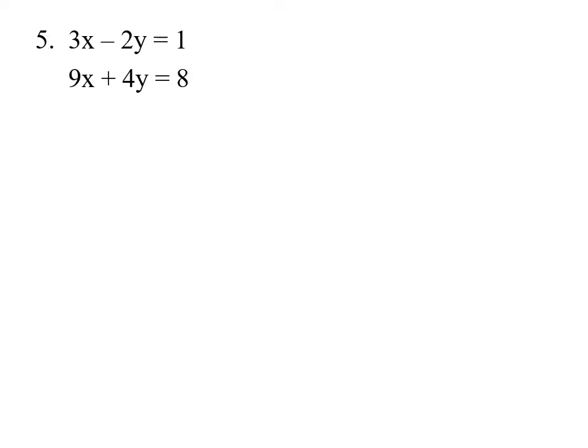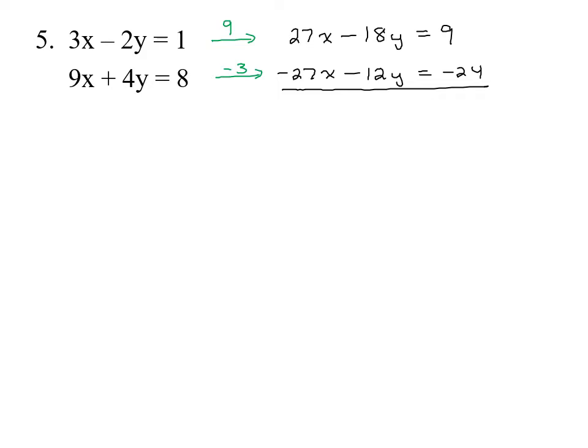Okay, let's try one more like this. If I were to notice there's a 3x on the top one and a 9x on the bottom, I could do the 9 on the top, I could do the 3 on the bottom, make one of them negative. So 9 times 3 makes 27x, 9 times 2 is 18y, 9 times 1 is 9. Then I'll end up with a negative 27x on the bottom, minus 12y, and a negative 24. Here the x's cancel, and that's all that cancels, and that's perfectly okay. 18 and 12 is 30, so I'll get a 30y.